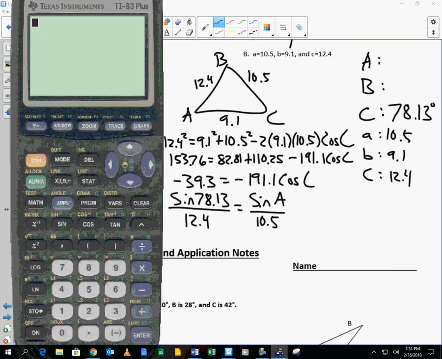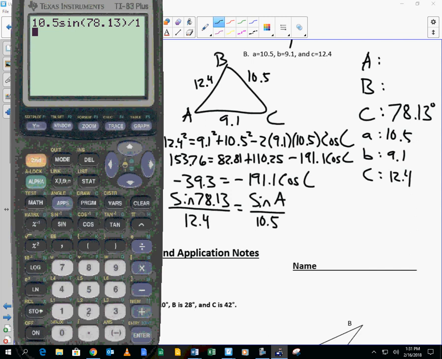Do you understand now why I needed you to be quick at doing the law of sines? We're doing it a lot, aren't we? If you're not good at the law of sines, then this could be a total pain in the butt. 55.96. And finally, 180 minus our answer minus 78.13, 45.91. And that triangle is solved.